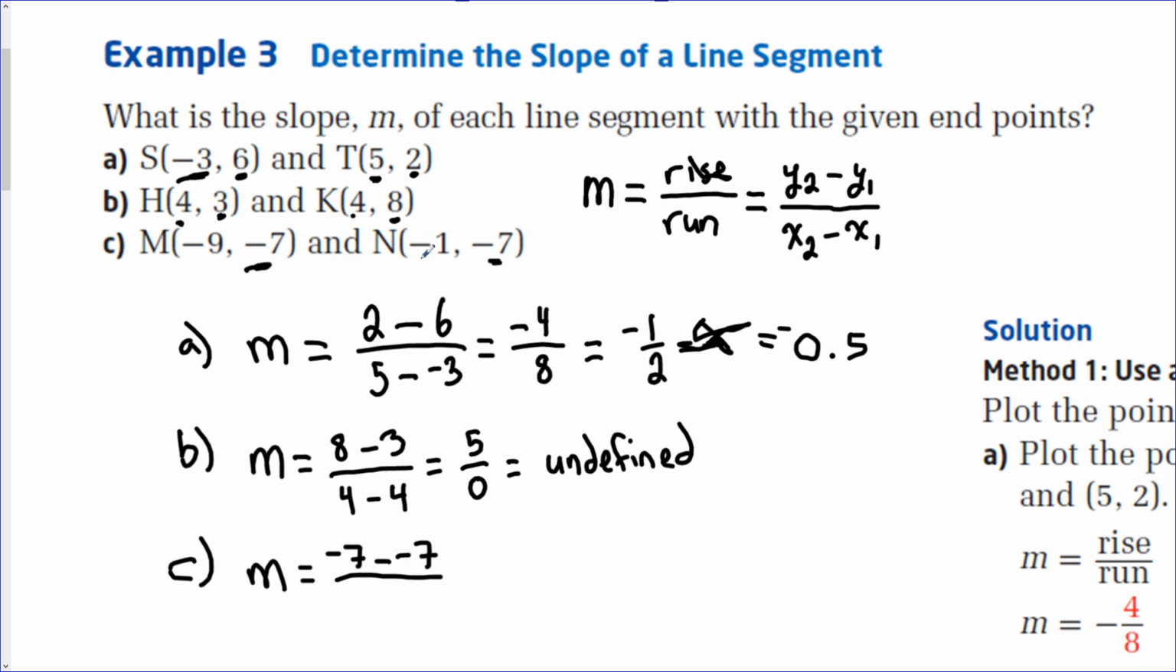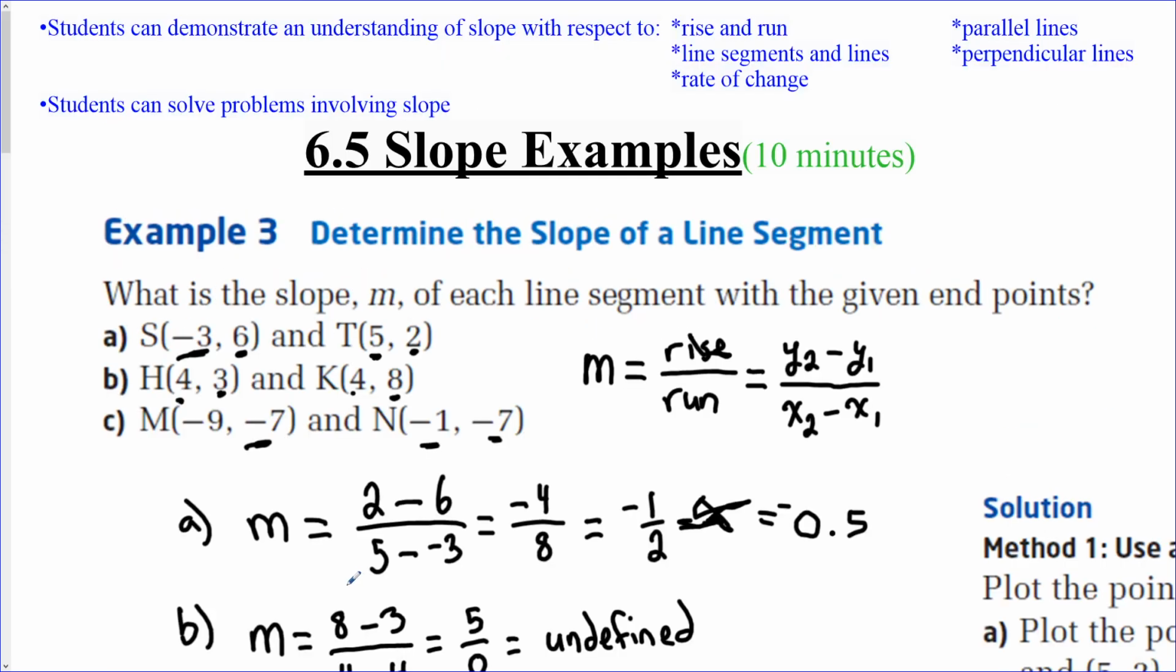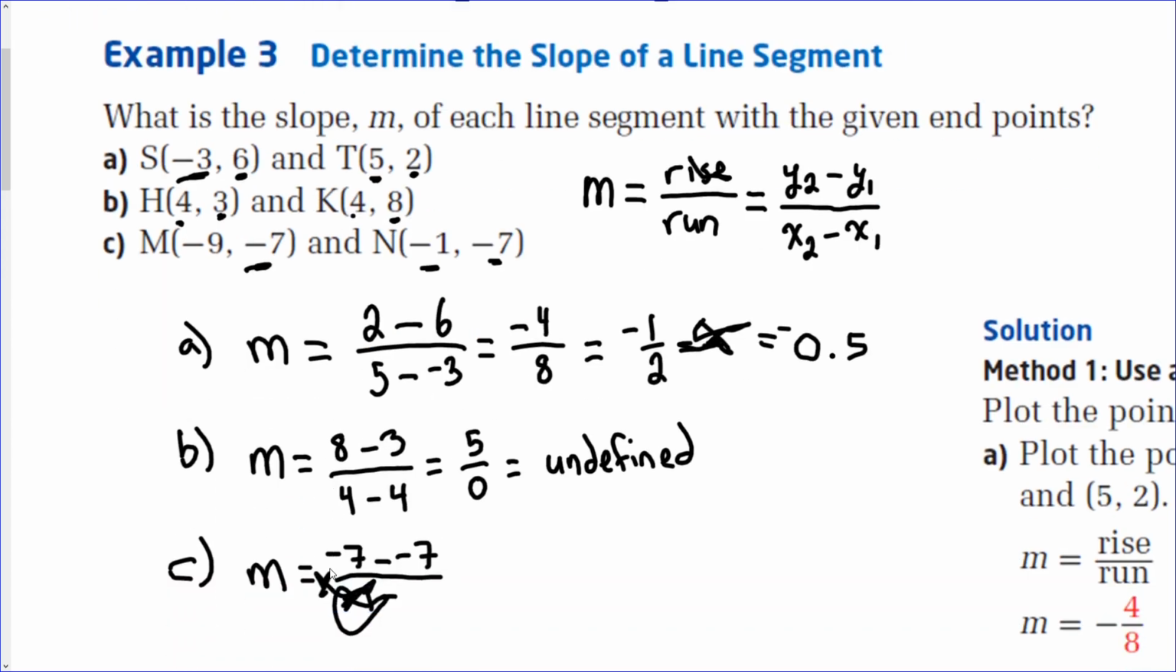Divided by my second x value, which is -1, minus the first x value. Sorry about this.